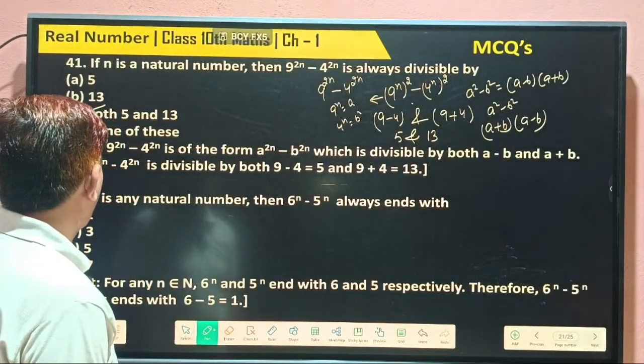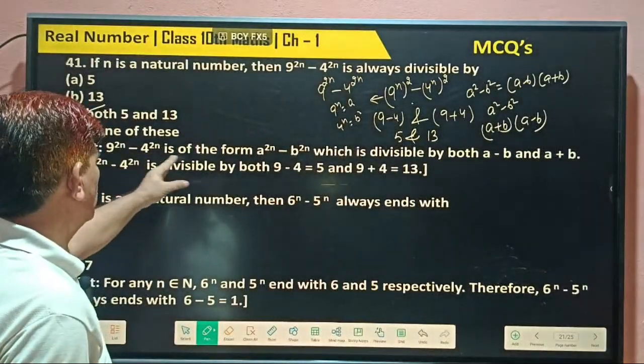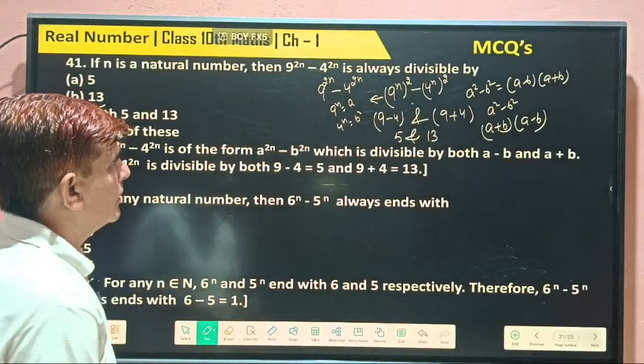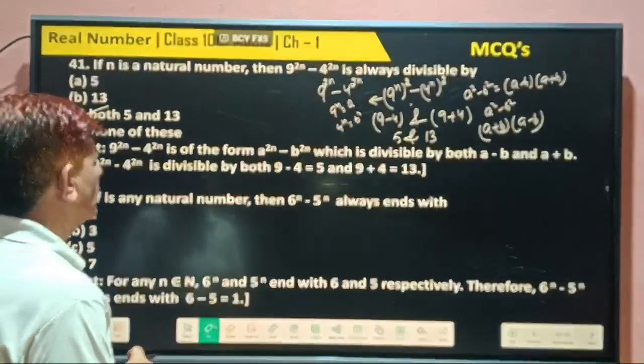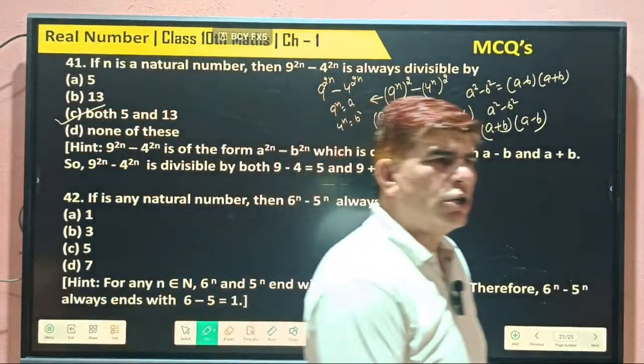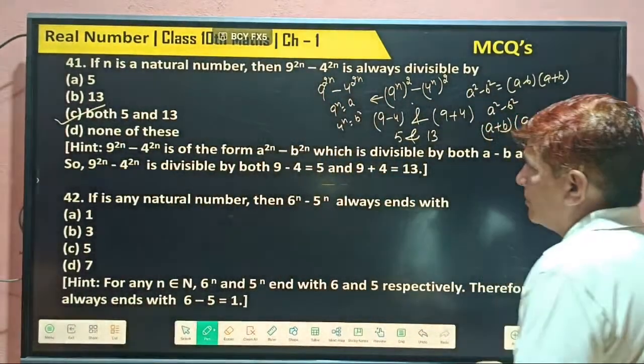Understood? Here also a hint is given: 9 power 2n. This is of the form a power 2n minus b power 2n, which is divisible by both a minus b and a plus b. So this is also divisible by this and this. Got it?